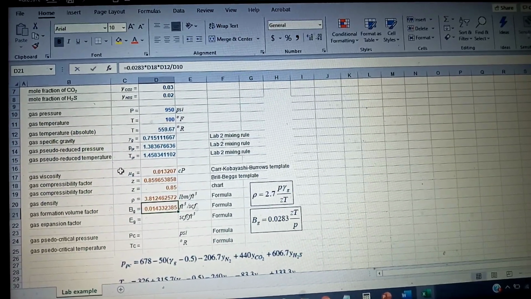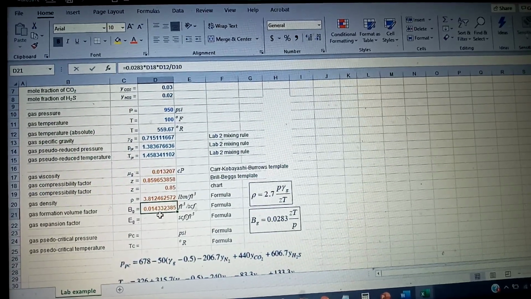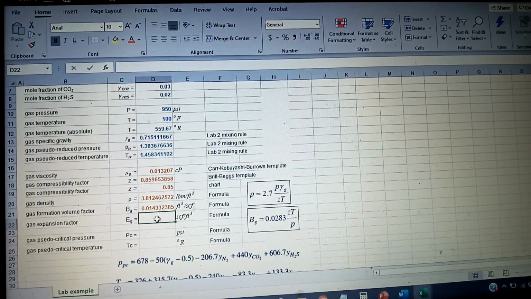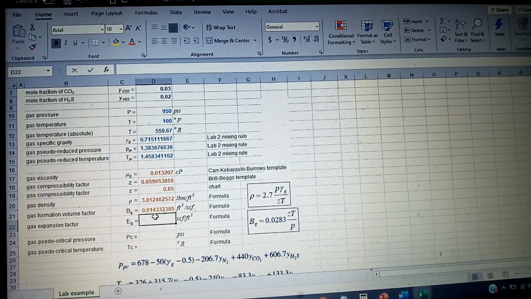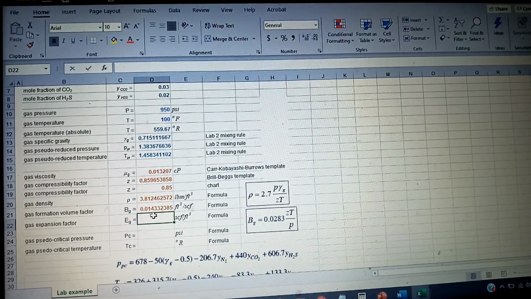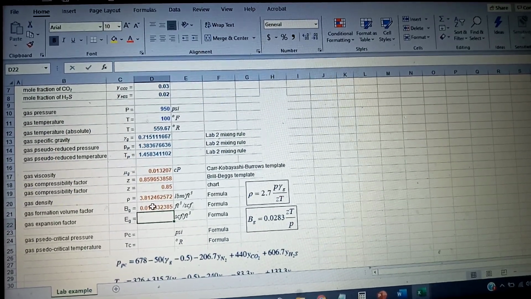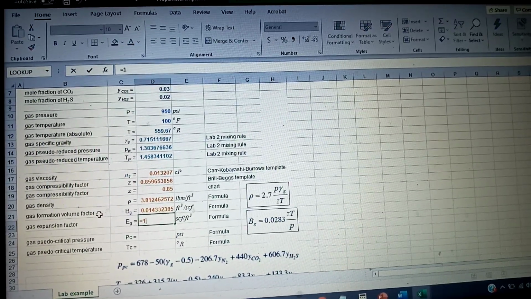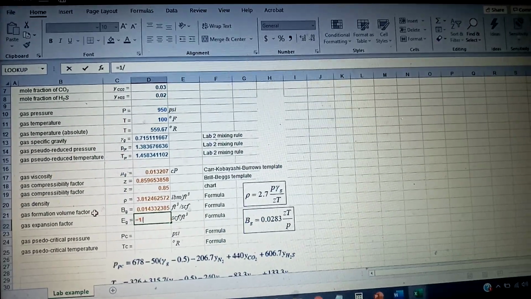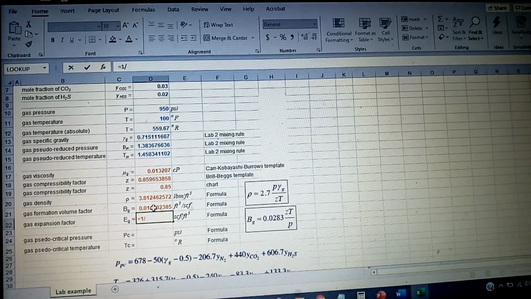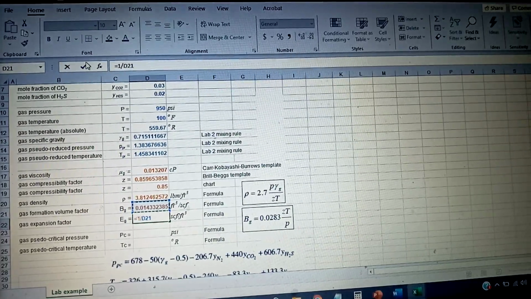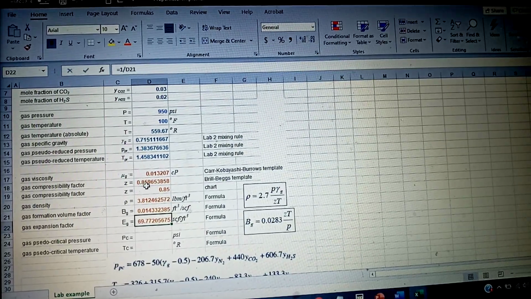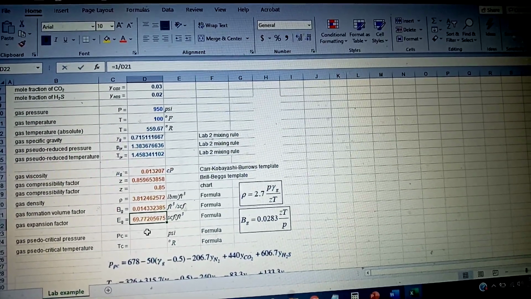B is usually less than 1, much less than 1, because the volume in the reservoir is always less than the volume at the surface. Now, this is the expansion factor, which is how much the gas expanded when it gets to the surface. So that's the inverse of volume formation factor. So it's going to be equals 1 divided by, slash, then I click on the volume formation factor. So that's 69.77. So the gas has expanded by almost 70 times.